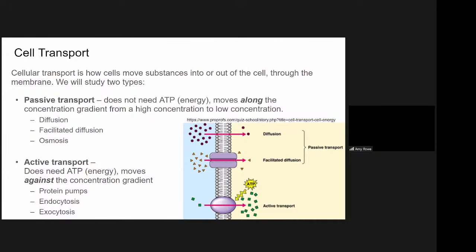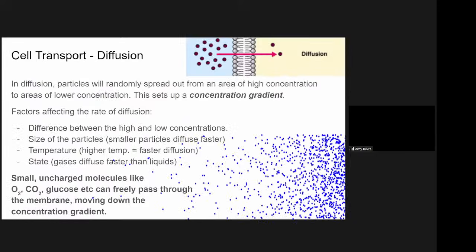We will go through endocytosis and exocytosis quickly. We don't often see questions about those processes. It's more about protein pumps and protein channels for active transport, but I will go over endocytosis and exocytosis as well. But let's start with diffusion. So diffusion is a passive process. This is where particles will randomly spread out from an area of higher concentration to an area of lower concentration. And this sets up what's called a concentration gradient.